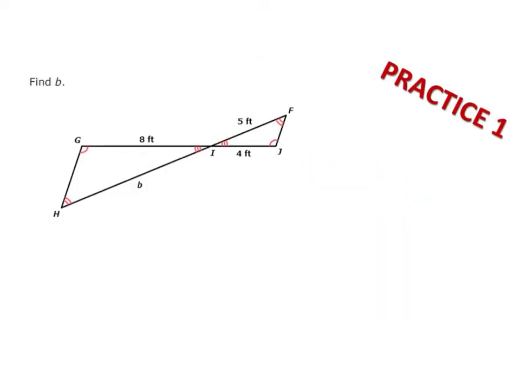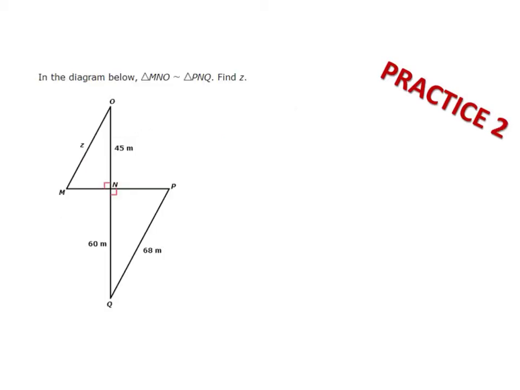Here's your first practice problem. It's asking you to solve for B. Practice 2, you have two similar triangles. It's asking you to solve for Z.